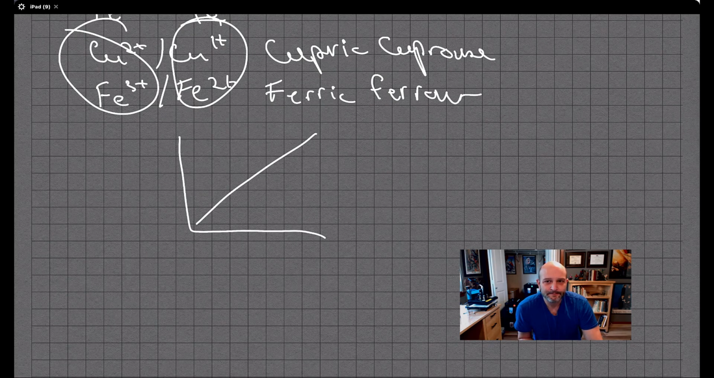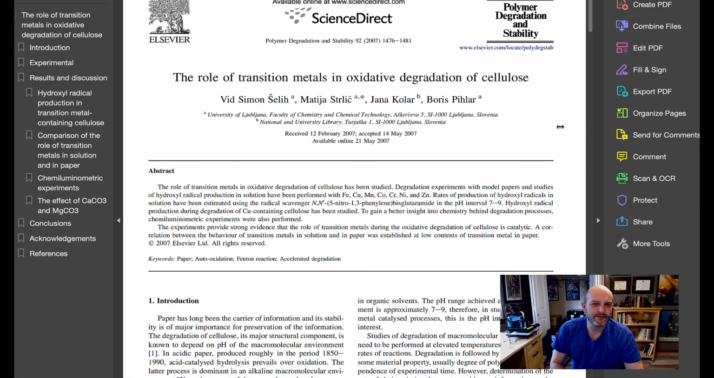Now I'm going to review some of this information from this paper about the role of transition metals in oxidative degradation of cellulose. It's from 2007. I believe there was a data update in 2010. It reads: the role of transition metals in oxidative degradation of cellulose has been studied. Degradation experiments with model papers and studies of hydroxyl radical production in solution have been performed with iron, copper, manganese, cobalt, chromium, nickel, and zinc. Rates of production of hydroxyl radicals in solution have been estimated using the following scavenger, and so on. Basically, they're just saying how they measured it.